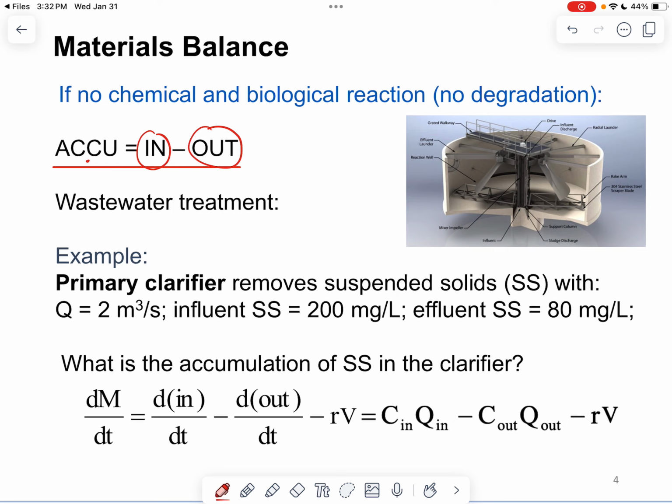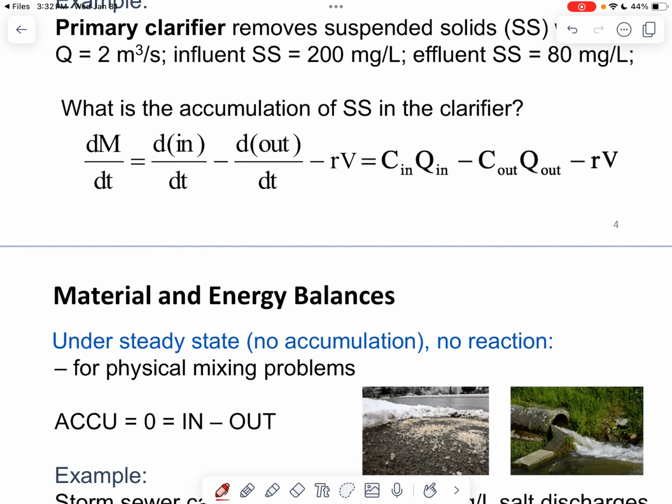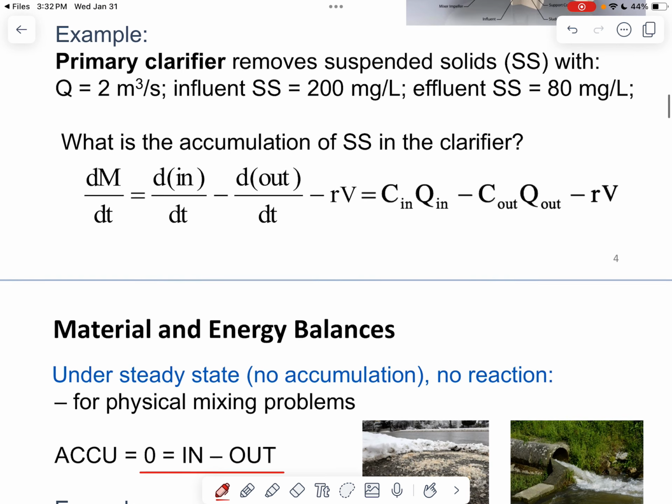It can, right? When the system is under steady state, which means that the concentration, or the conditions, are not changing with time, then the accumulation term is even zero. So if accumulation equals zero, then you just have the simplified mass balance equation where in equals out. So then you may think, well, this is too easy, right? It's just whatever you put in equals whatever you get out. But sometimes it can be quite complicated.